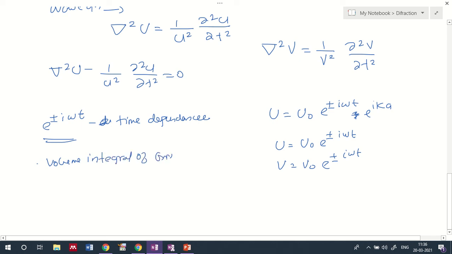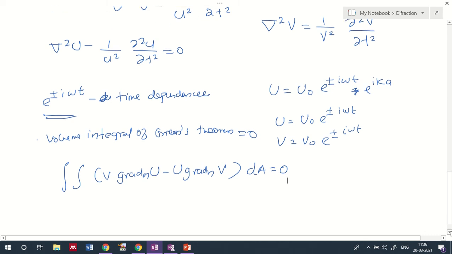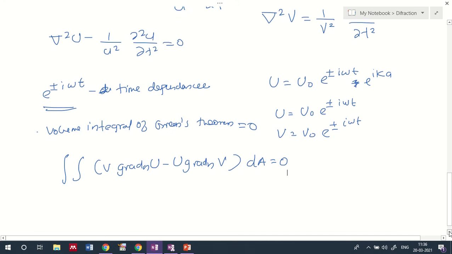Then we can say that the volume integral of Green's theorem will be equal to 0, so that our equation will be reduced to the form: integral of v grad n u minus u gradient n of v dA equal to 0. Now why 0? Because the volume integral is 0. That's why the integral over the surface is obtained as 0.